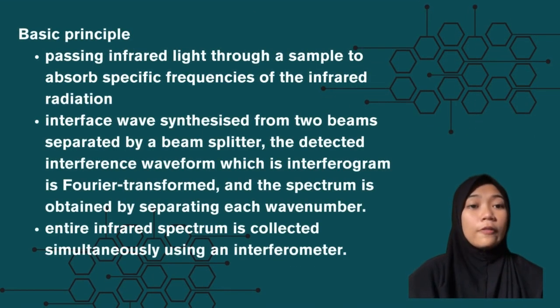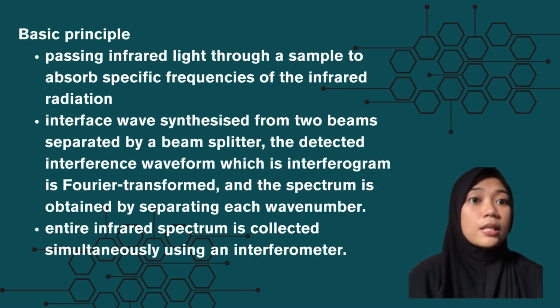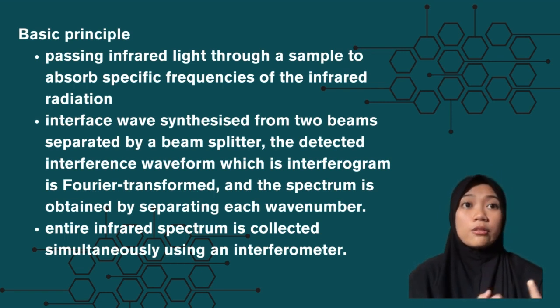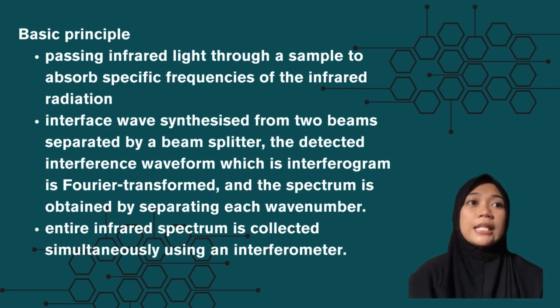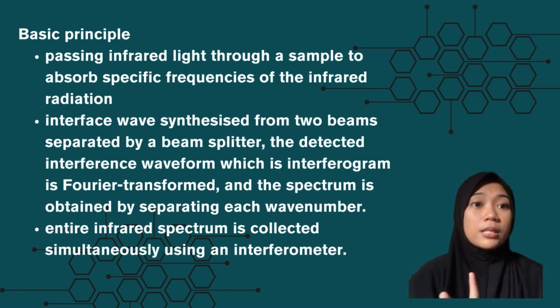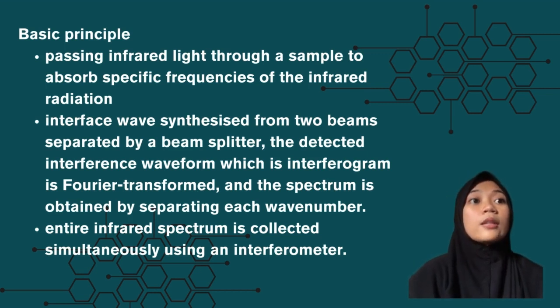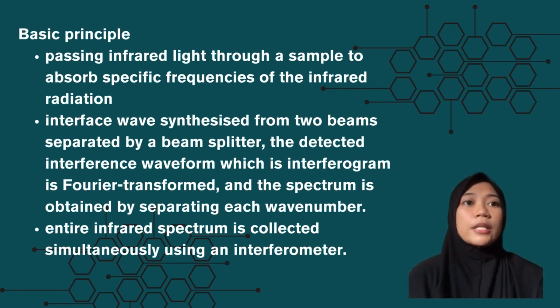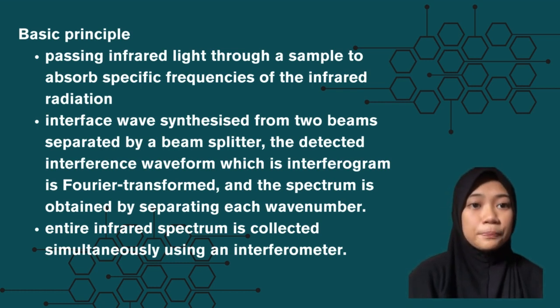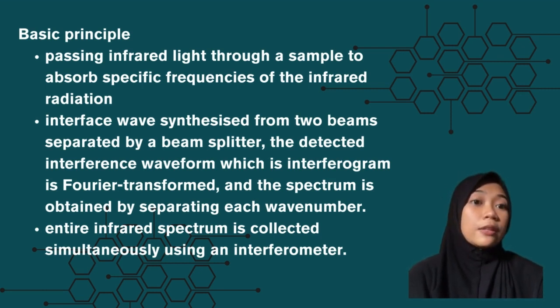The basic principle of FTIR spectroscopy includes passing infrared light through a sample to absorb specific frequencies of the infrared radiation. These absorption frequencies are characteristic of the molecular structure, functional groups, and chemical bonds present in the sample. In this instrument, an interference wave is synthesized from two beams separated by a beam splitter. The detected interference waveform, which is the interferogram, is Fourier transformed, and the spectrum is obtained by separating each wave number. The entire infrared spectrum is collected simultaneously using an interferometer.